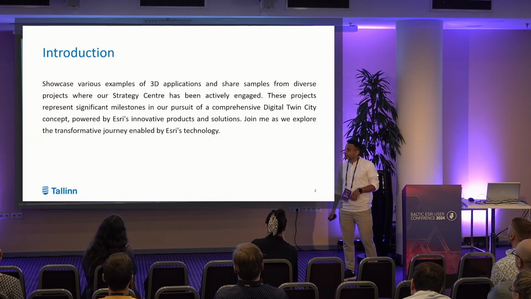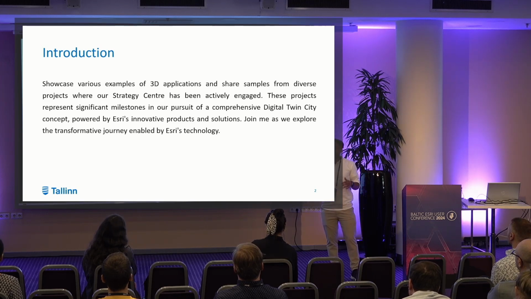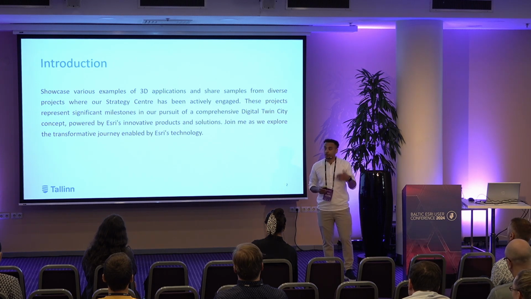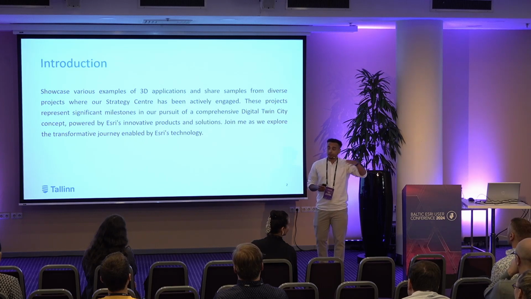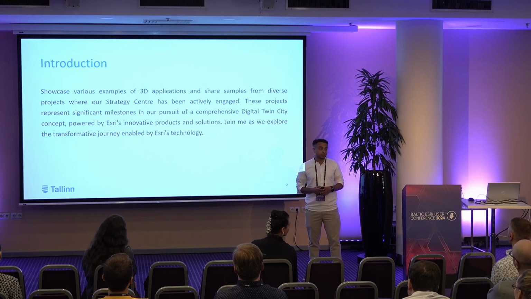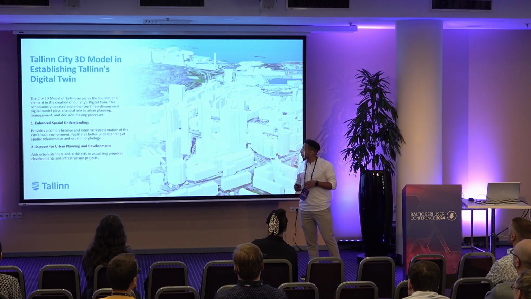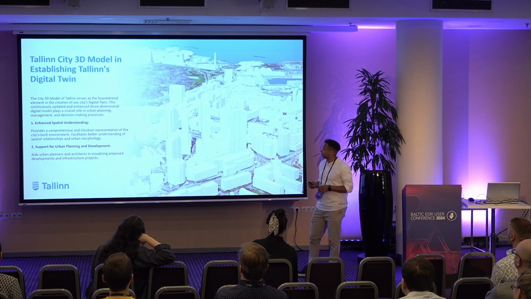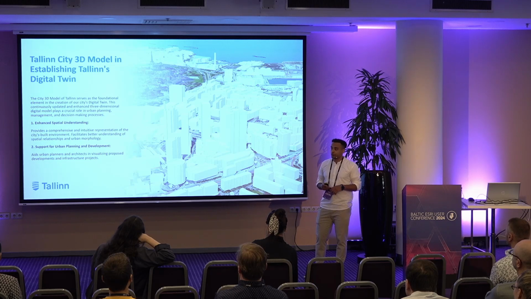So basically, imagine that we have a timeline of our 3D products. How do we develop them along the time using Esri products and other products as well? So I'll be covering 3 stops along this timeline, which we would like to highlight today. And I would like to start from the very beginning, from the basic thing that we started with, which was Tallinn 3D model. It's an open or like a public website where everybody can find it.